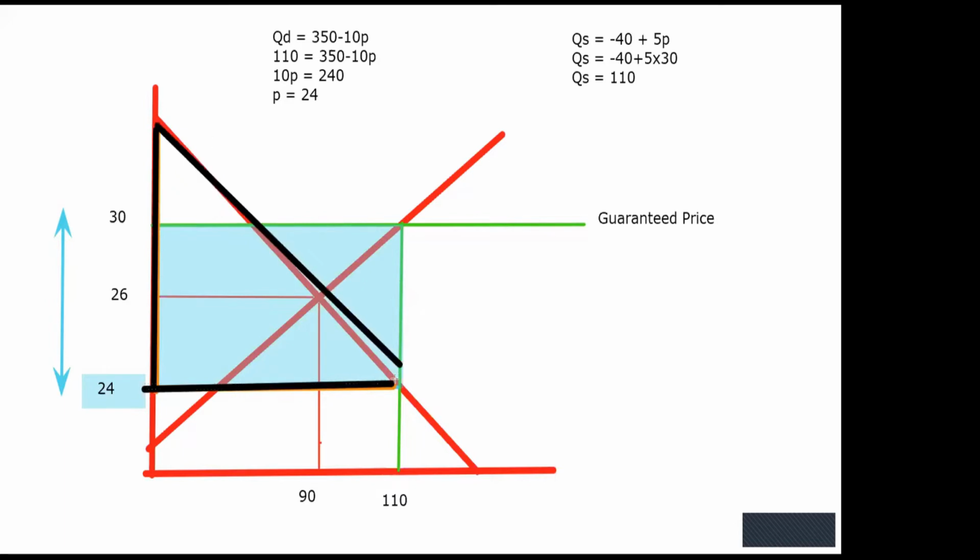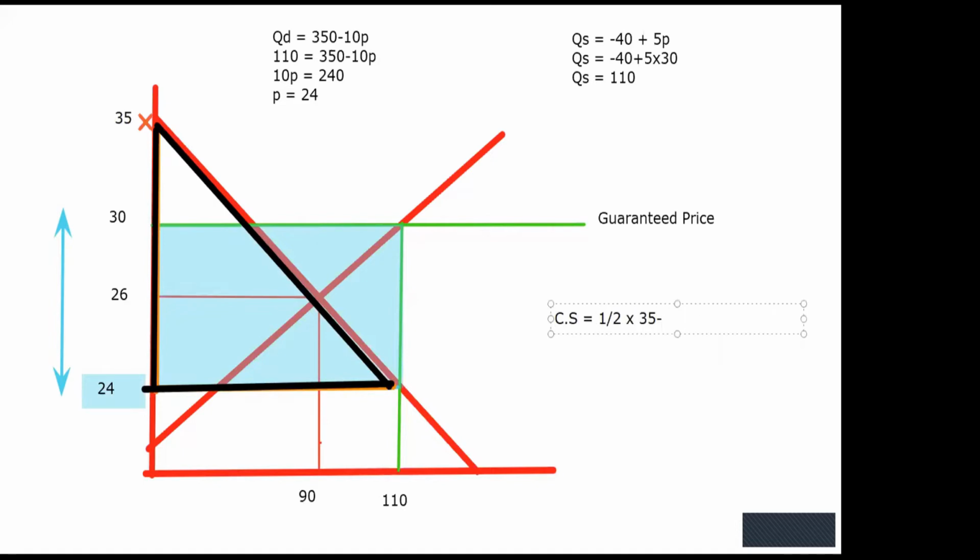Can you all tell me what is the area of this? Okay, for that you have to find this price here. This price here is needed. So you have to find the maximum demand price. So QD equals 350 minus 10p, you get 35. So this is 35. Okay, so then what is your consumer surplus? Consumer surplus after the deficiency payment is half into 35 minus 24 into 110. So you get 605. Yes, okay, so 605, that is consumer surplus.